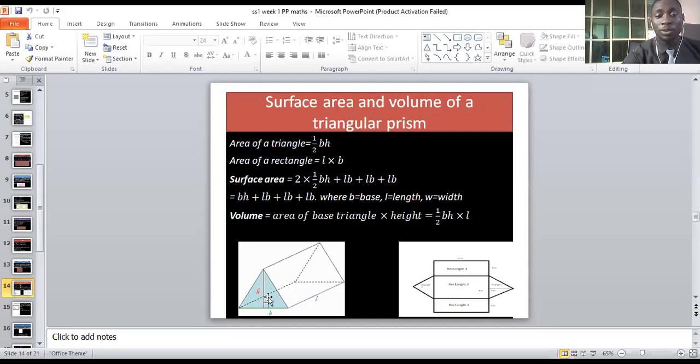Let's say we are following the cursor. The area of the base triangle times the what? The height. The area of the base triangle is given as what? Half base times height. And the height is represented as L here. So we have 1/2 base times height times L. That's the volume of a triangular prism: the product of the area of the triangular base times the height.